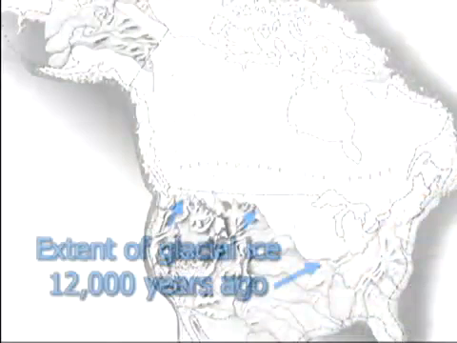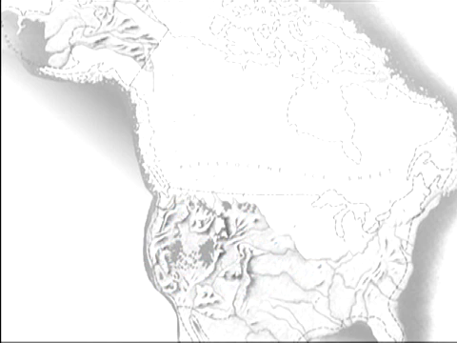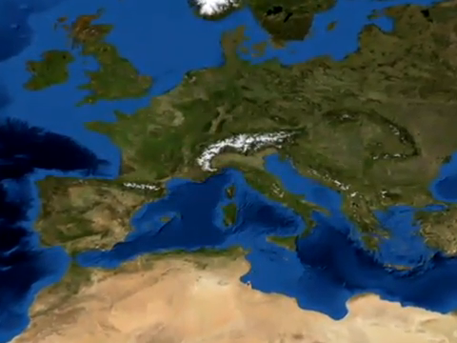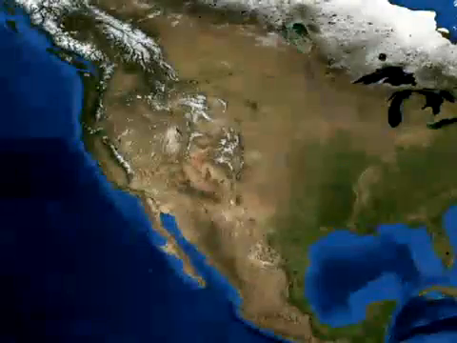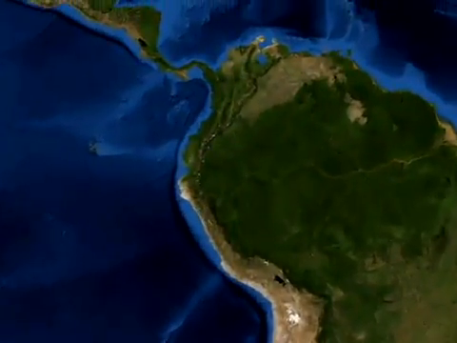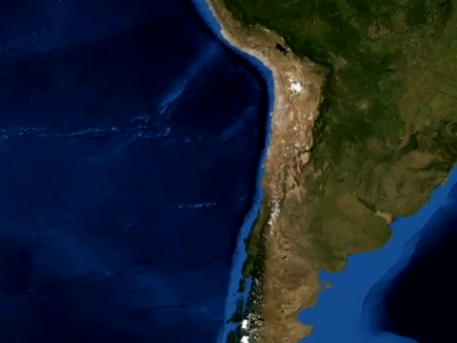About 12,000 years ago, during the Ice Age, glaciers carved out the Great Lakes and altered much of the land in the northern hemisphere. And glaciers still exist in many parts of the world today. In the northern hemisphere, you can find them at high altitudes in the Alps, the Himalayas, and the Rocky Mountains. In the southern hemisphere, they exist in the high Andes Mountains, which stretch the entire length of South America.